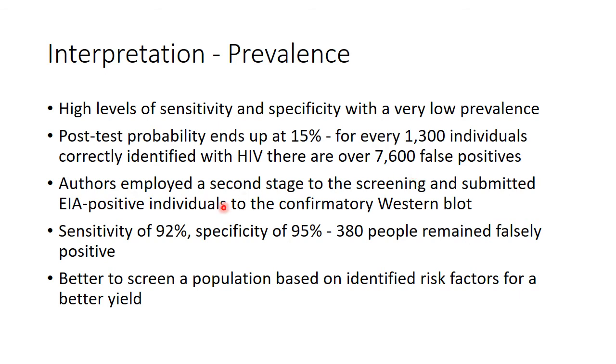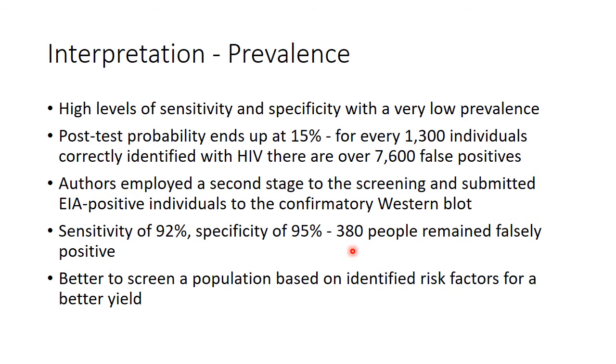And so when the authors employed a second stage to the screening, they submitted all the positive tests from an enzyme immunoassay, or enzyme-linked immunoassay, for a confirmatory Western blot test, which is kind of the gold standard. That test itself had a sensitivity of 92% and specificity of 95% here. We still found that you would have 380 people that remain falsely positive per year.